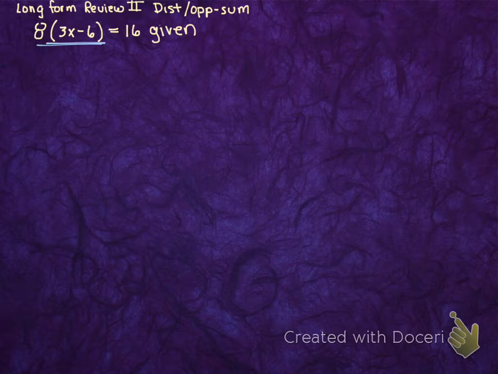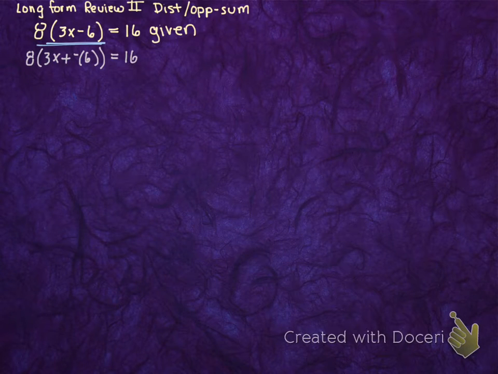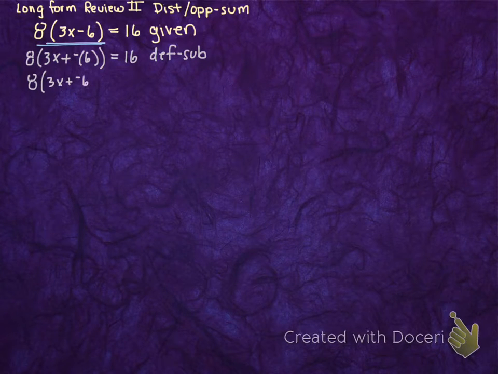So to eliminate the groupings, we need to distribute that 8. I'm going to change the subtraction first. It's always a good idea to get rid of subtraction if you can. And so, of course, that is going to be by changing our subtraction to adding the opposite. And that's definition of subtraction. And definition of opposites.